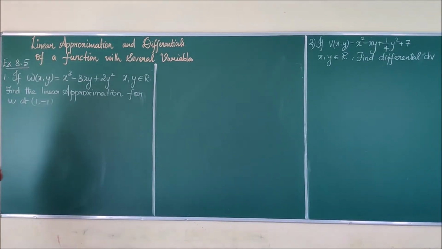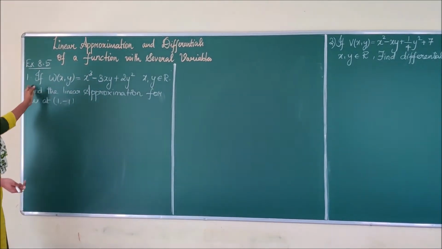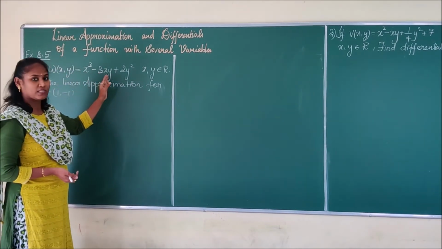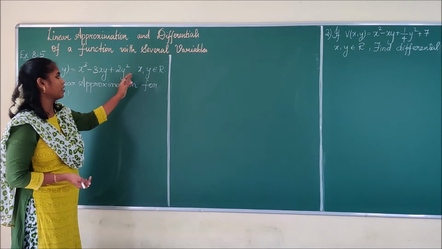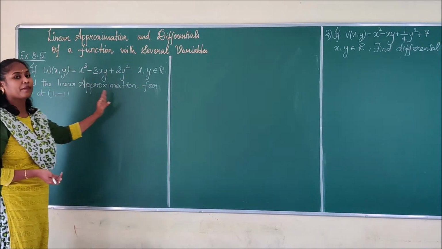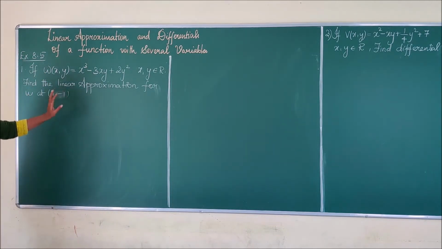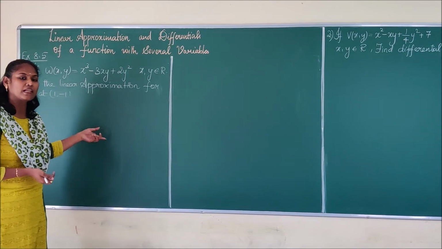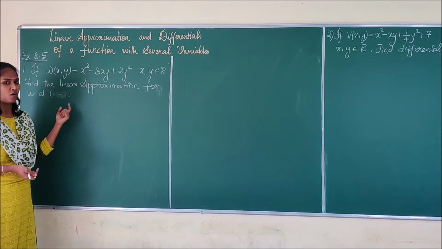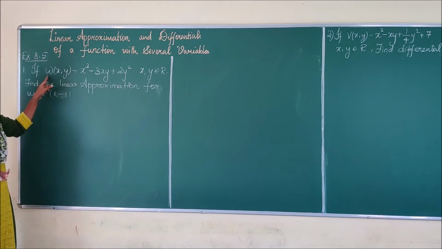Next we are going to see problem number 1 of exercise 8.5, that is, if w = x cube minus 3xy plus 2y square, x comma y belongs to R. Find the linear approximation for W at 1 comma minus 1. So you just compare the result which we have seen earlier. That is, they have given you a point x naught comma y naught, and you have to find the linear approximation of the function W.